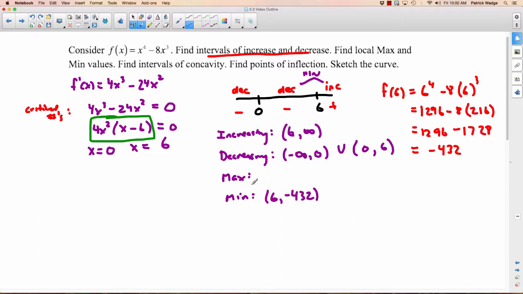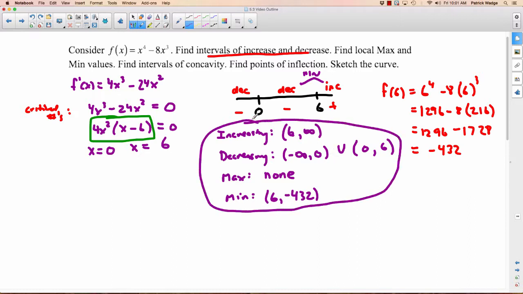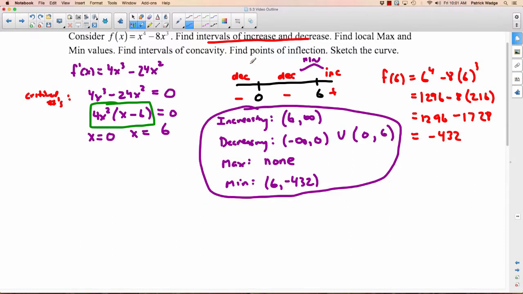How about our maximum? Is there a local maximum? No. In order to get a local maximum, you'd have to have two intervals side by side that are increase and then decrease, and we don't have that. So there is no maximum value. All right, this is part of the information we need. The rest we need to do is get the intervals of concavity and the points of inflection. That's what we learned today.